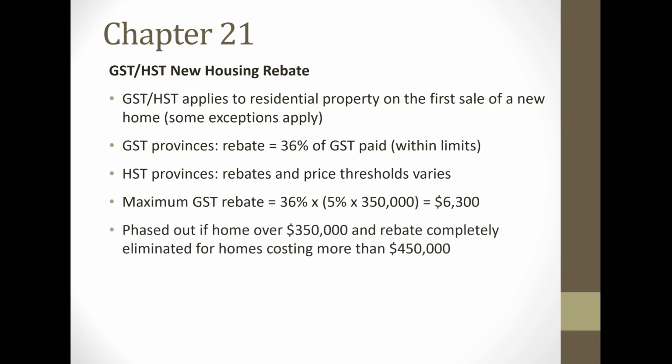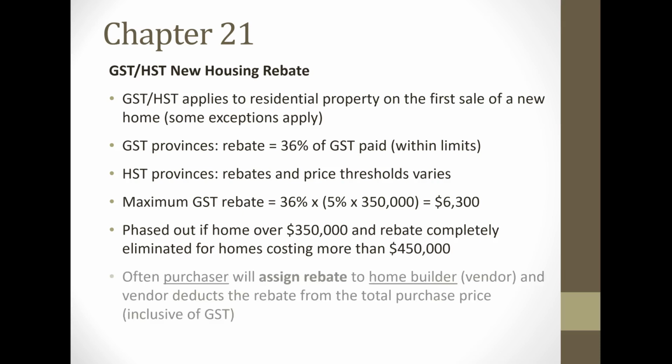Now, it's phased out once the home price is over $350,000. The GST rebate starts phasing out, and it's completely eliminated when the house costs more than $450,000. So it's not a high threshold in terms of the price of the house that you get this rebate on.